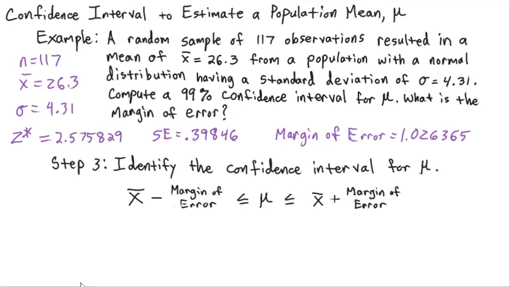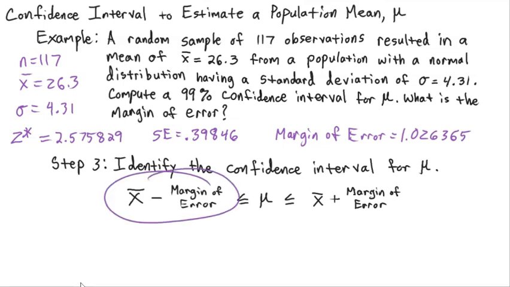And on the left side, we're going to do x bar. That's called a point estimate. Our point estimate of mu is x bar, so it's 26.3. And we're going to subtract the margin of error, so minus this. And then over here, we're going to have x bar plus the margin of error.